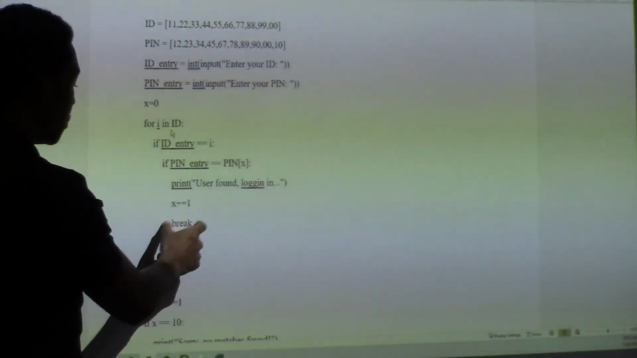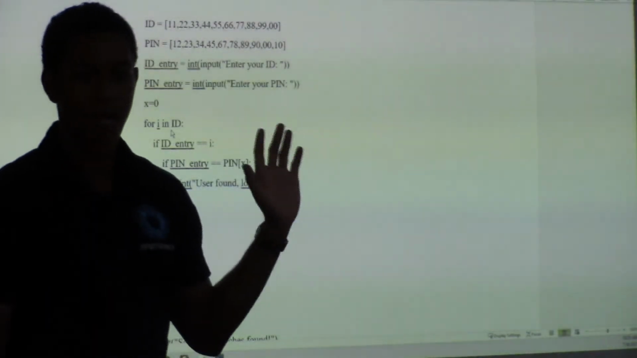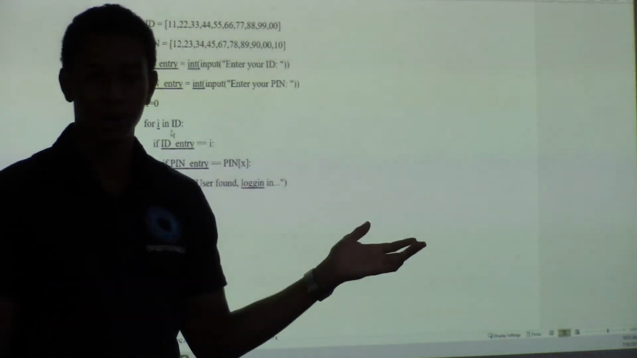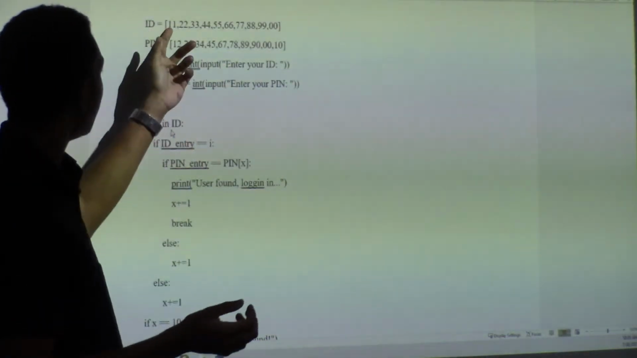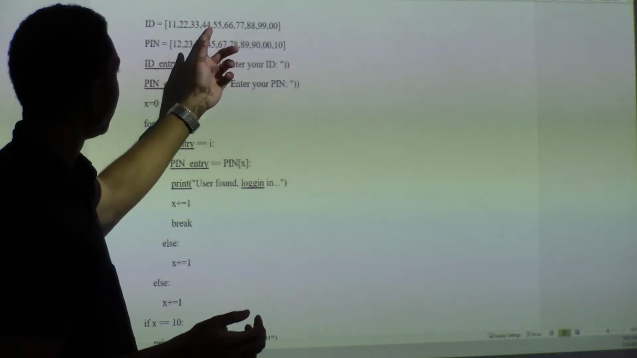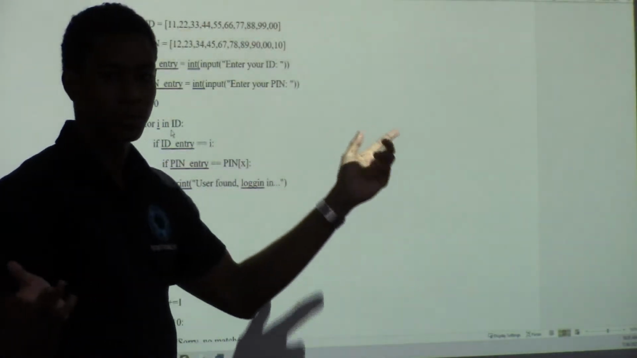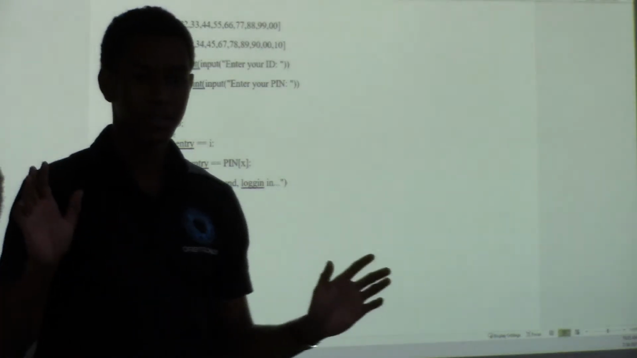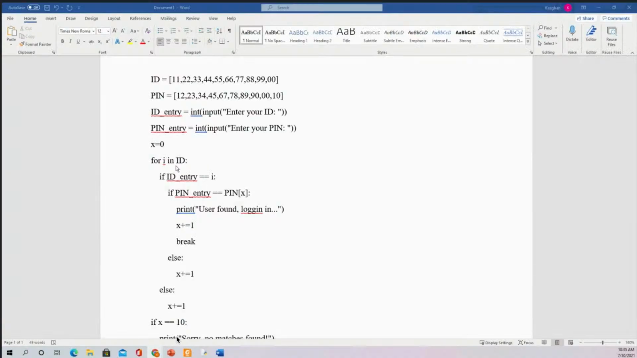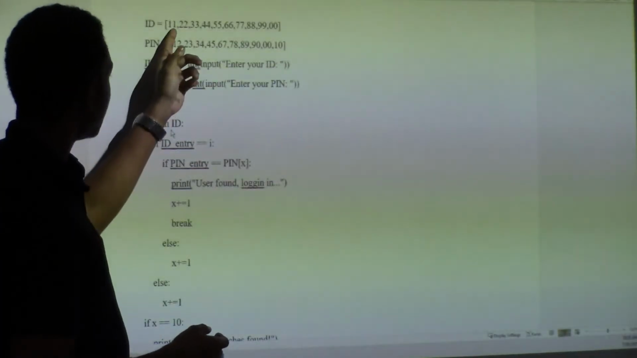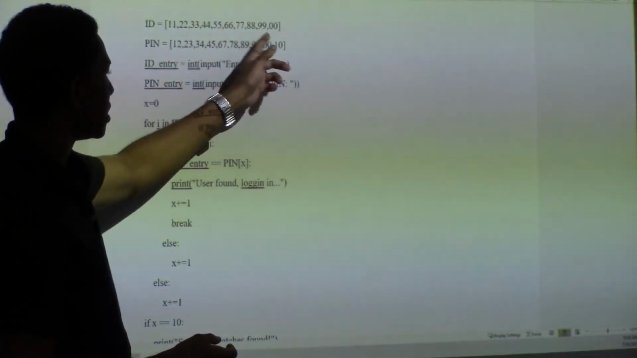I'm going to break from the loop because that means I don't have to go through the rest of the loop. I already found the user. If I'm at 11 and 12, or if I'm at 44 and 45, there's no point in going through the rest of the loop, because I already found the user, right? So if you need to break... after I check 11 and 12, it might go on and check the other numbers.